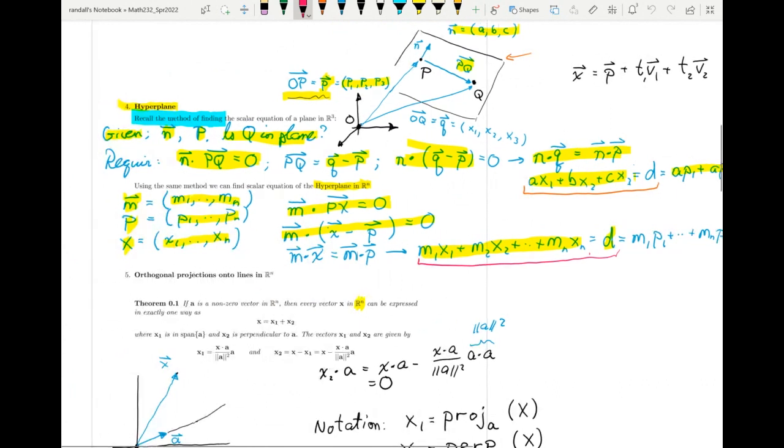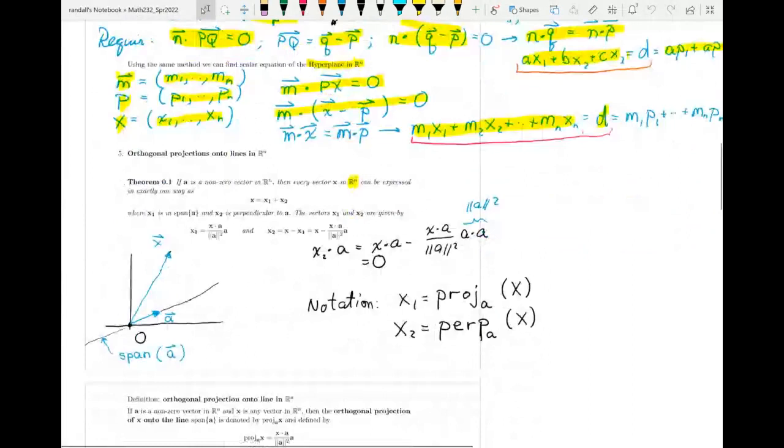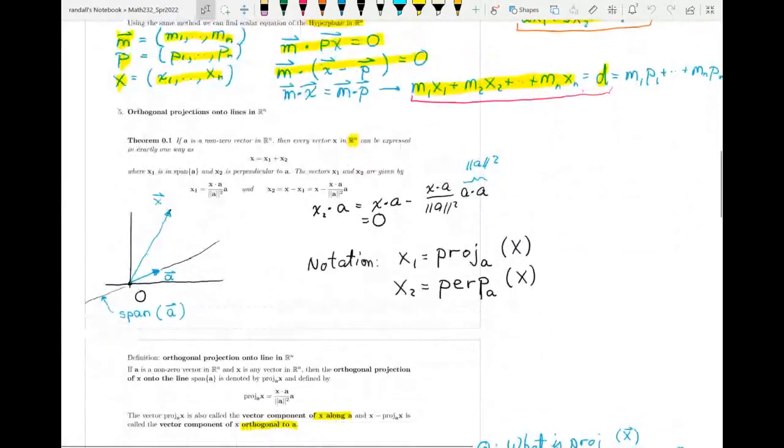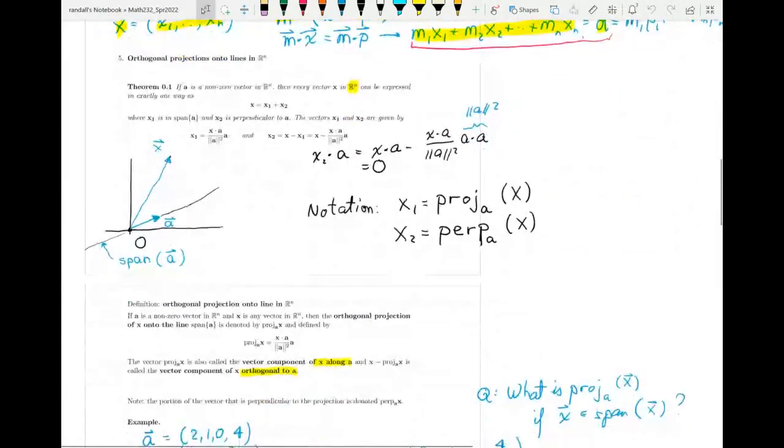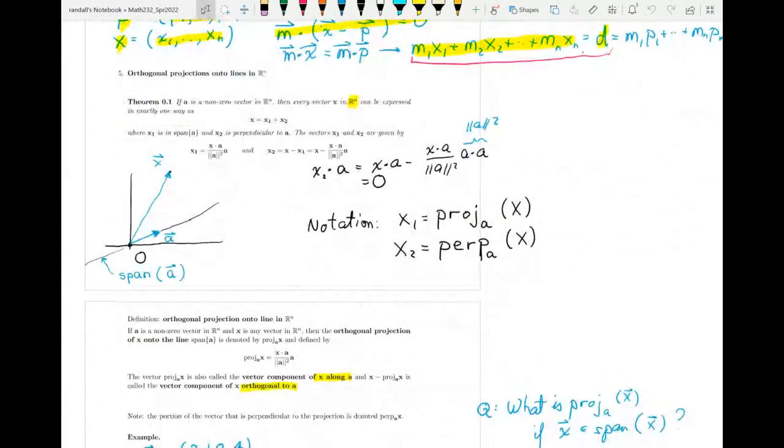Okay, so there's hyperplanes, and we'll see use of them later in the course and also in applications. Areas that use linear algebra will also use the idea of hyperplanes. And orthogonal projection. Okay, so this is an important use of the inner product, of the dot product.